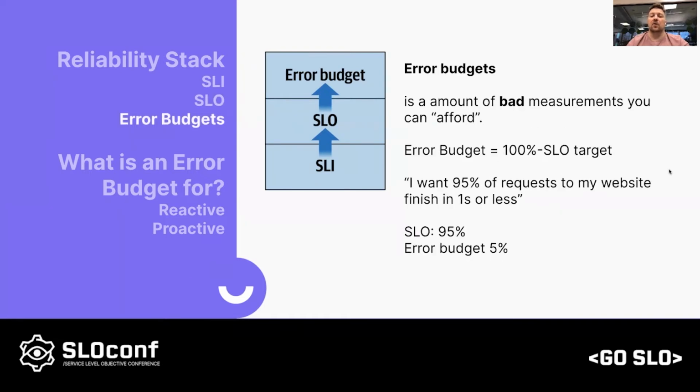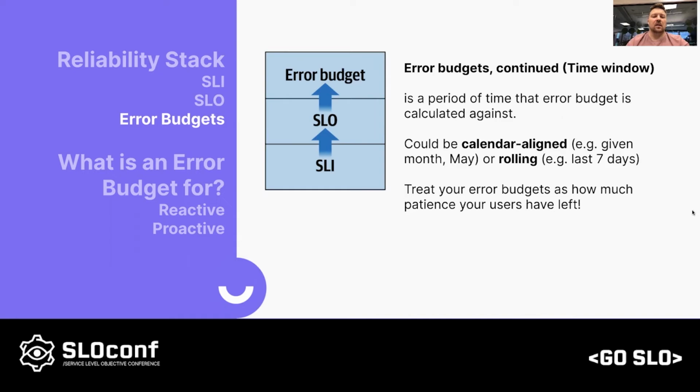And the last one, error budgets. Error budget is the amount of measurements tagged as bad you can afford before you violate the threshold of SLO. Mathematically, it's what remains from subtracting SLO's target from 100%. If the SLO is defined as, I want 95% of requests to my website finish in 1 second or less, then the amount of measurement tagged as bad amounts to 5% of all measurements. And that's your error budget.